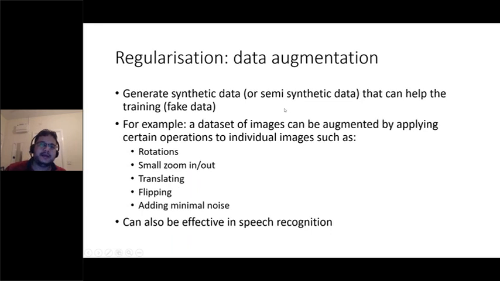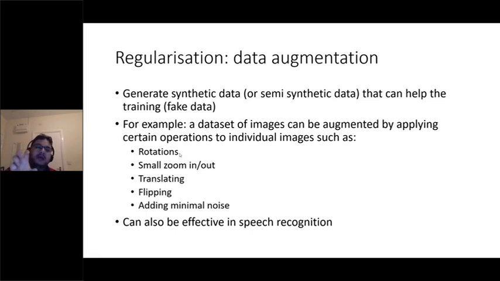Great. We can also use what we call data augmentation. It's like we make our data set bigger. We generate some semi-synthetic data, we can call it fake data, and we add it to my data set. For example, it works very well with images. When we have a data set of images, imagine you have a cat in an image. If we rotate it a little bit, it's still a cat. Yes or no? Yes.